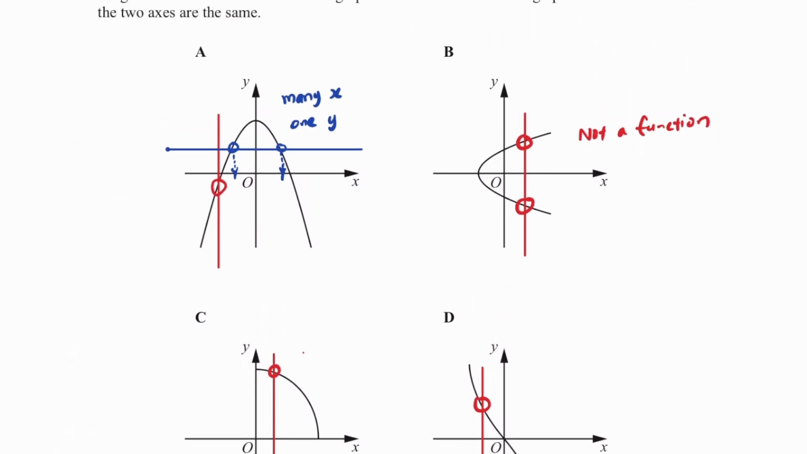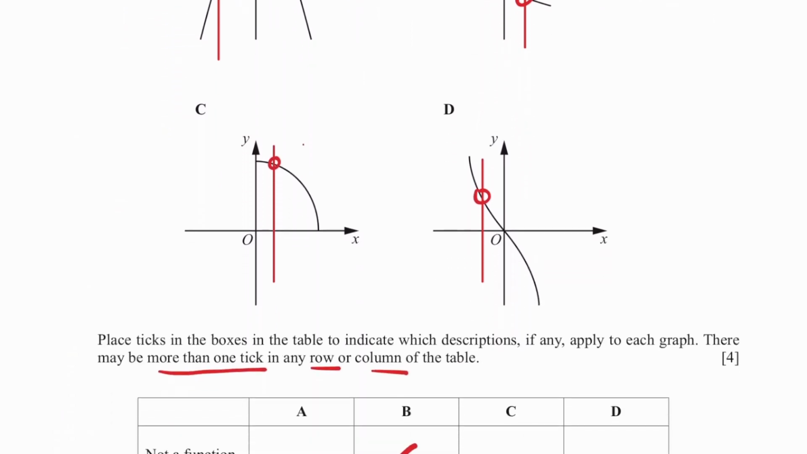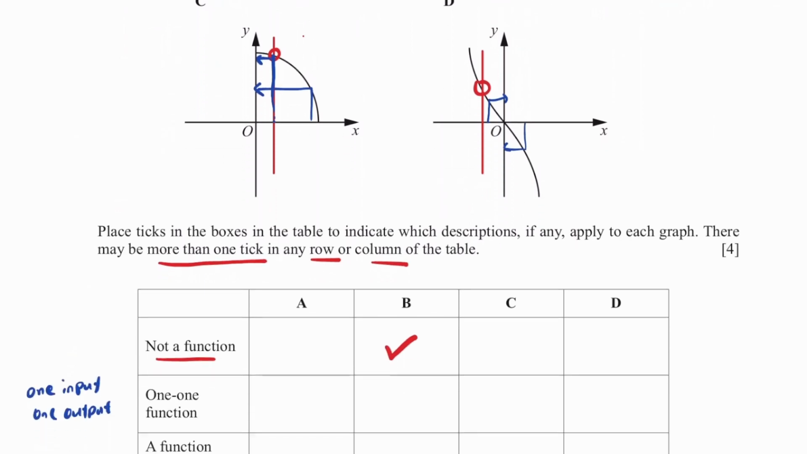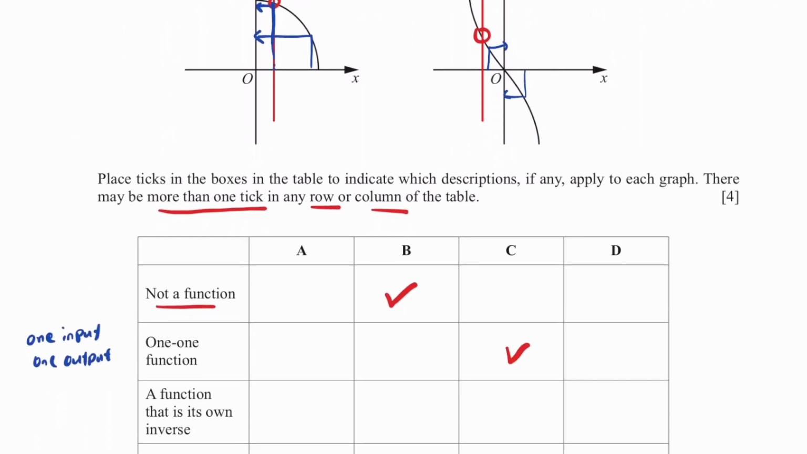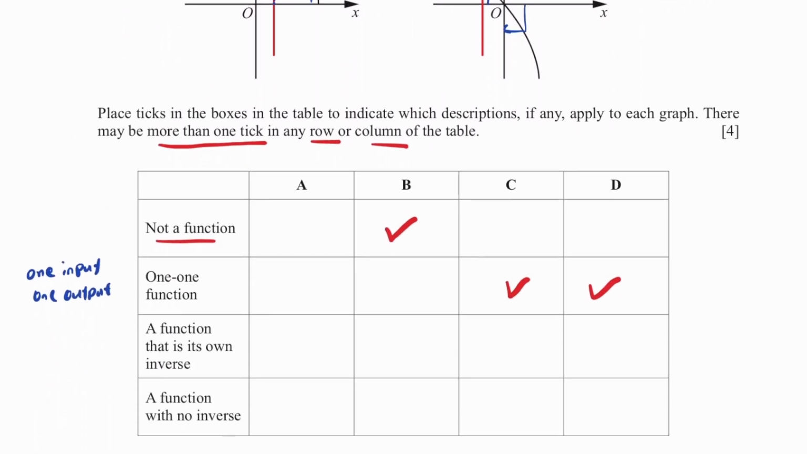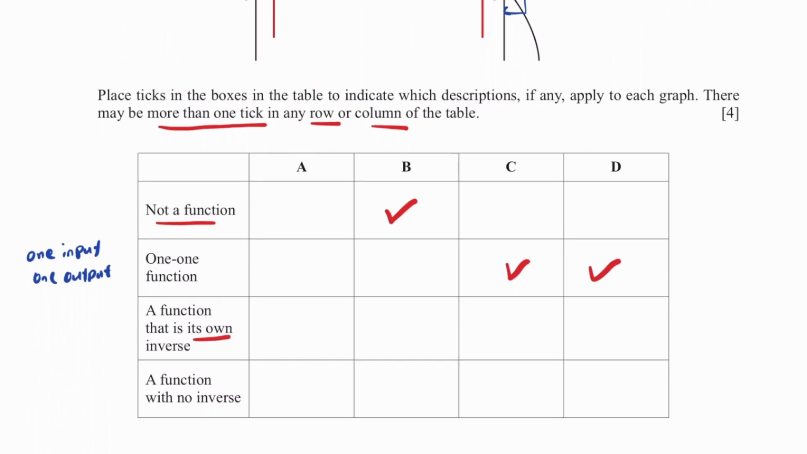A is clearly a many-to-one function. You might as well ignore B because B is not a function. So C, for every x, you get a different y. Same goes for D. For every x, you will get a different y. So we can conclude that C and D are one-to-one functions.